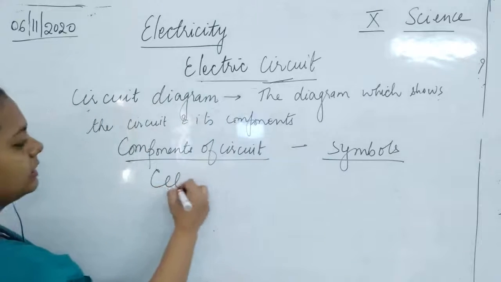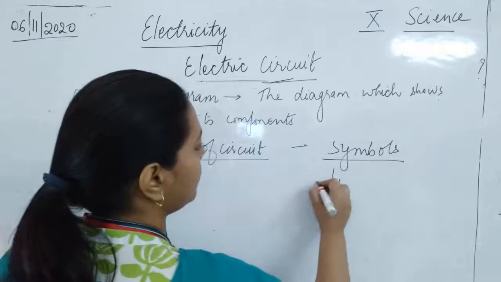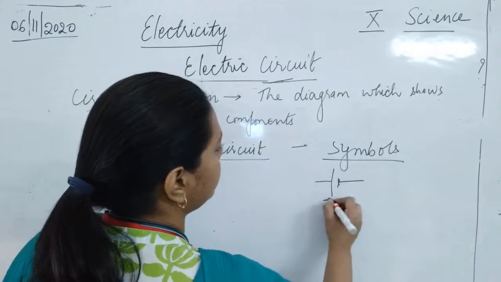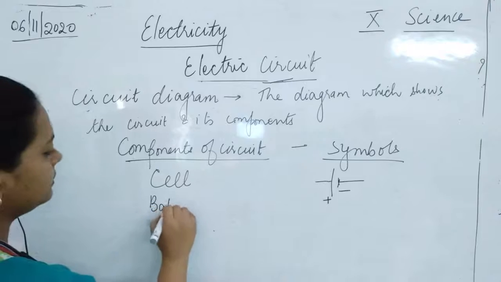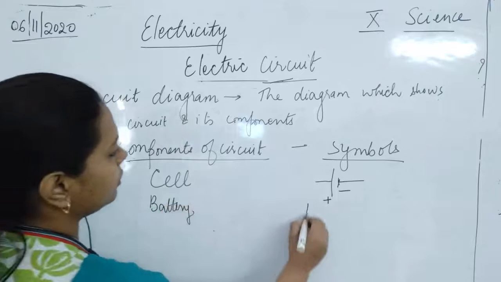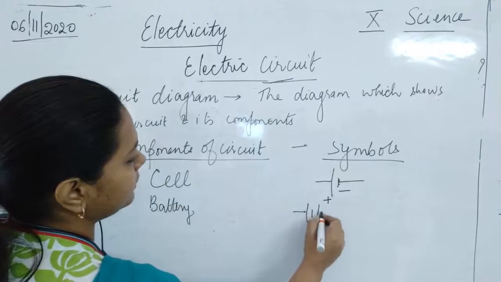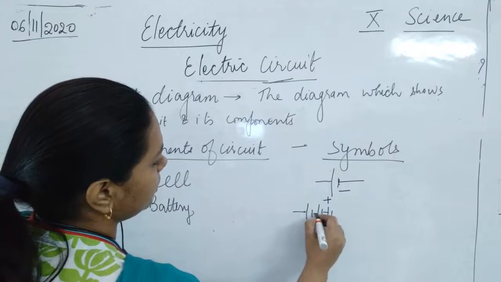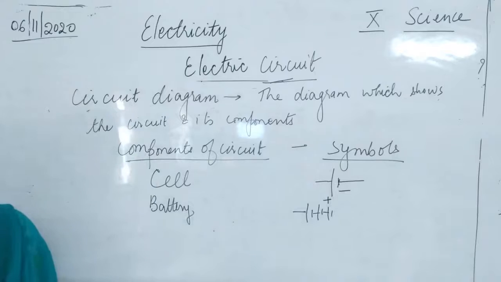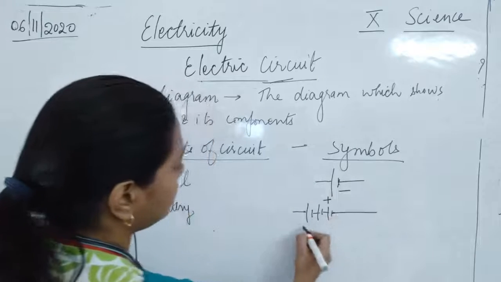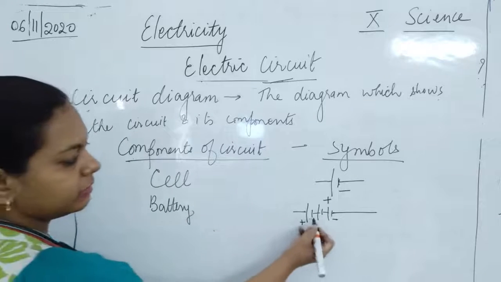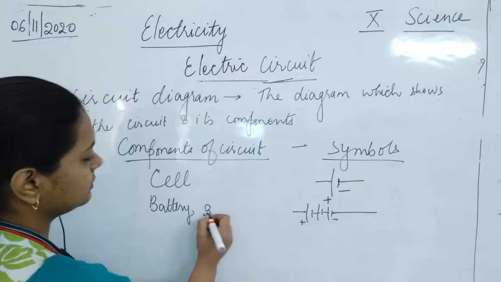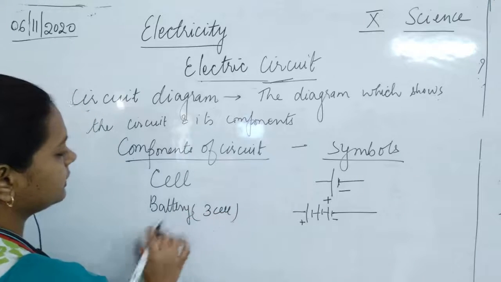If we have to draw the symbol of a cell, we will draw one big line and one small line. The big line is the positive terminal and the small line tells you about the negative terminal. Now if we have to draw a battery, we can draw one big line, one small line, one big line, one small line. We can do the combinations. This is positive, this is negative, this is the battery of how many cells? 1, 2, 3 cells. Okay, a battery of 3 cells.